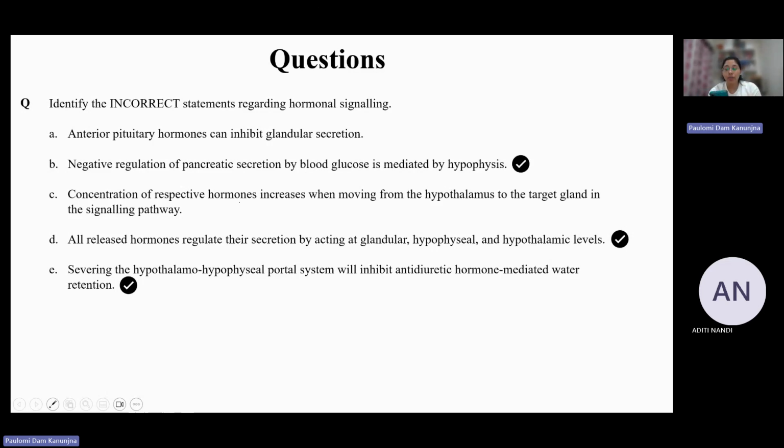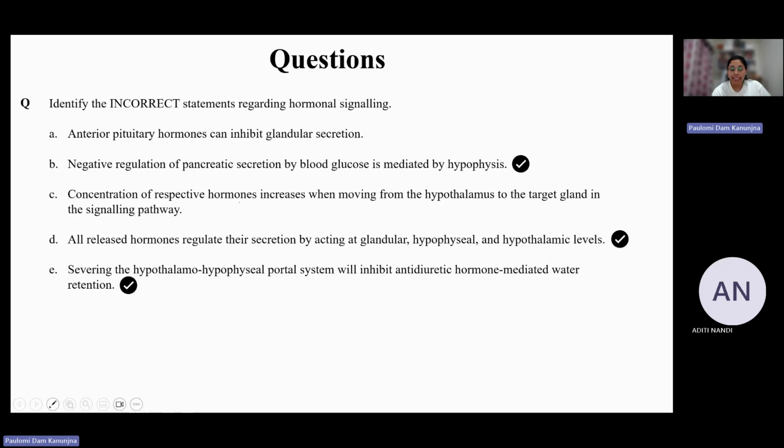Okay. Second one says negative regulation of pancreatic secretion by blood glucose is mediated by hypophysis. So this is incorrect because the blood glucose levels directly regulate pancreatic hormones, for example insulin or glucagon secretion, which is the direct regulation of blood glucose level. They do not involve pituitary glands. So hypophysis is basically pituitary glands.